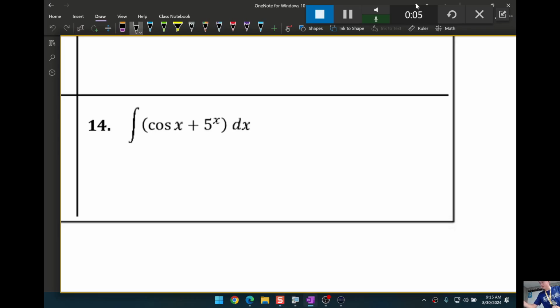So this one's the beginning of it, it's easy. Basically, it's just going to be sine of x that turns to cosine of x. And then this is where it gets tricky. If you don't remember this from last year, then it's not going to be right. But basically, 5 to the x, the integral of that would be 5 to the x over natural log of x, I think. And then obviously the plus c.